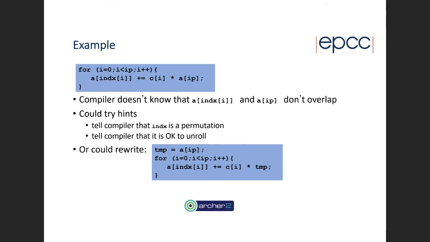So you can try things like hinting. You can maybe include a compiler hint saying that index is a permutation. Some compilers support that kind of thing. Or you might be able to have a hint that tells the compiler explicitly that it's okay to unroll this loop. Tell it that the loop iterations are independent. If that fails, in this case, there is a rewrite. Okay, if you just store IP in a temporary, then it's clear to the compiler that it only needs to be loaded once, and the compiler is safe to go ahead and do stuff.